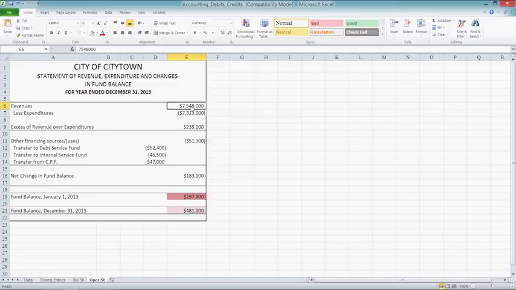Revenues. Now we're summing up basically all the different accounts into holistic representations. This is the statement of revenues, expenditures, and changes in fund balances for the whole year of 2013. And we have our revenues minus expenditures, which basically equals profits if this was a for-profit company. And then other financing sources, transfer to debt services, transfer to internal services, net changes in fund balance, and so on and so forth. So this is the first document.